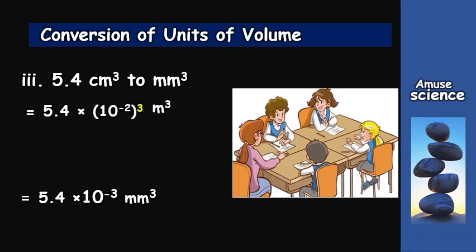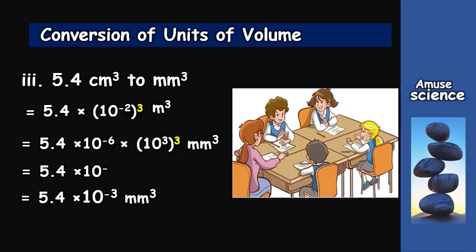Now introducing our milli, we are going to have 5.4 times 10 exponent minus 6 times 10 exponent 3 exponent 3. And this one gives us millimeter cube. Applying indices, we are going to have 5.4 times 10 exponent minus 6 times 10 exponent positive 9. And this is going to give us 5.4 times 10 exponent minus 3 in millimeter cube.